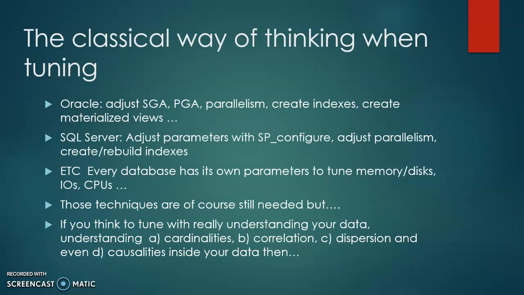The classical way of thinking when tuning with Oracle is adjusting the SGA and PGA, the system global area and program global area, the parallelism; we want to create indexes, we want to create materialized views. With SQL Server, we can adjust parameters with sp_configure. We can still adjust the parallelism, create or rebuild an index. And every database has its own memory parameters to tune: memory, disks, IOs, CPUs. Those techniques will stay there. They're still very, very useful.